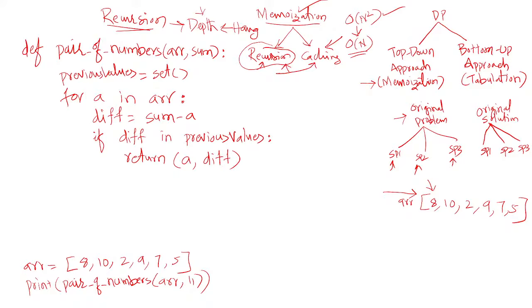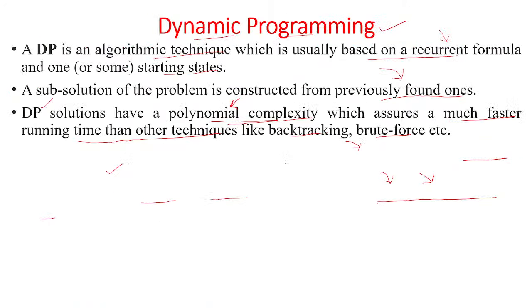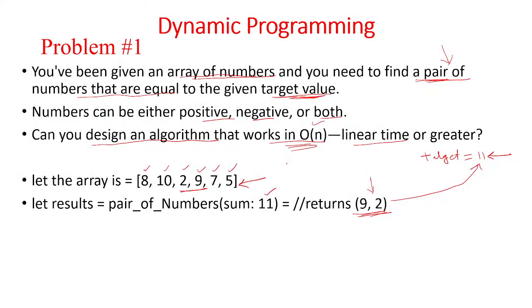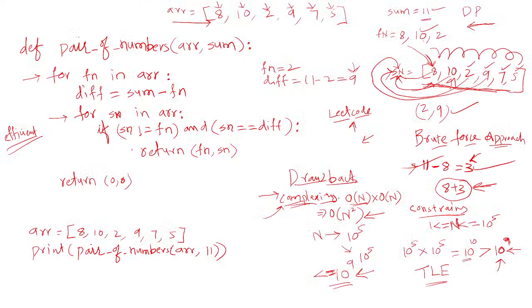In the previous example I showed this. Here we calculated the difference as 3. If we find this difference value in the array, that is the second number we identified. So the first number is 2, the difference is 9, and 9 we identified, which is equal to the second number. This difference and the first number now form the pair. That is what we are doing here.